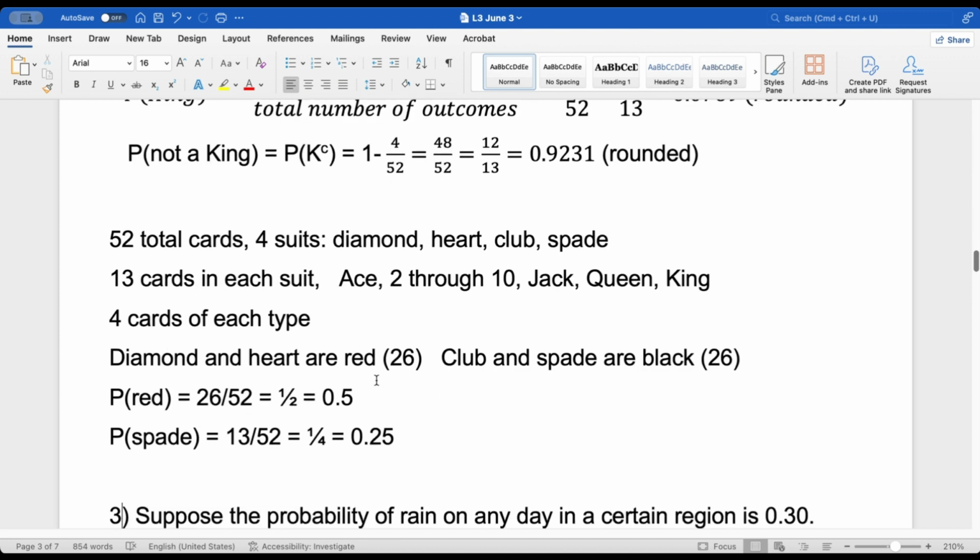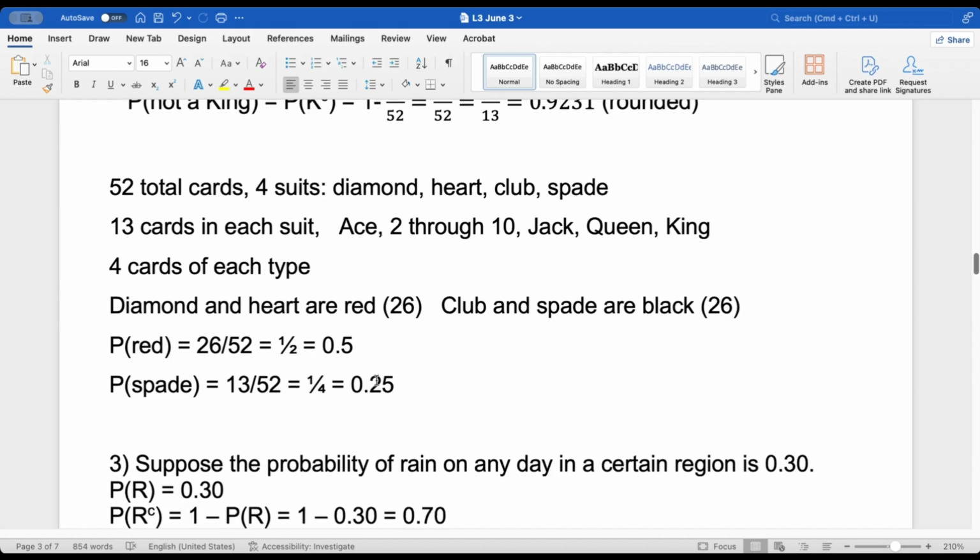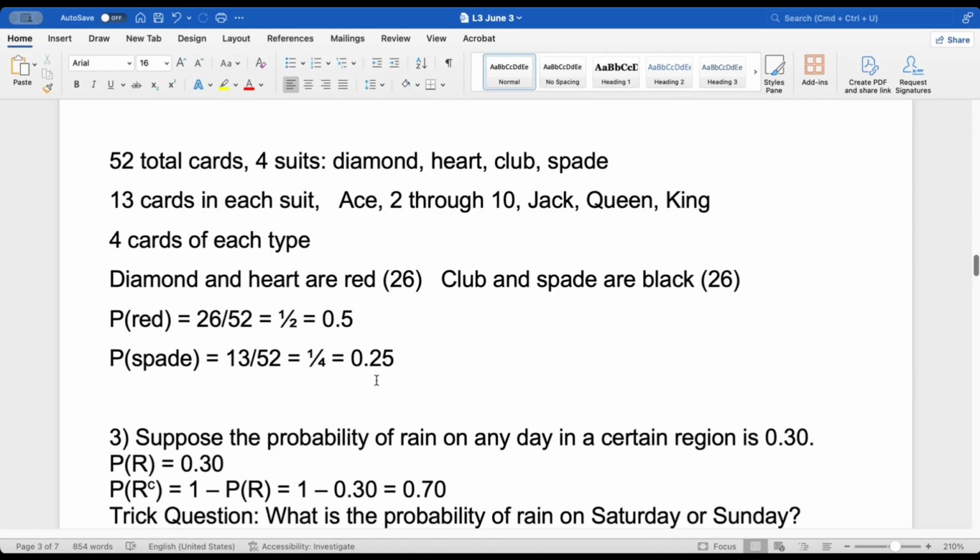Suppose the probability of rain on any day in a certain region is 0.30. So if the probability of rain is 0.30, what's the probability it doesn't rain? The remaining amount left over is 0.70. Remember, these have to add up to 1 whole. So 1 minus the probability of rain, 1 minus 0.30, is 0.70.